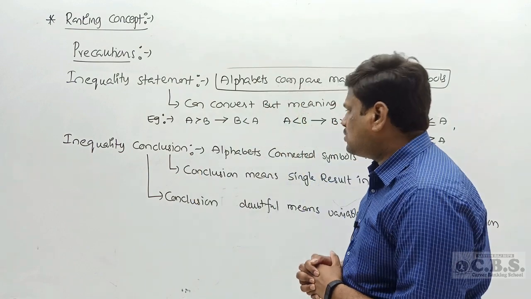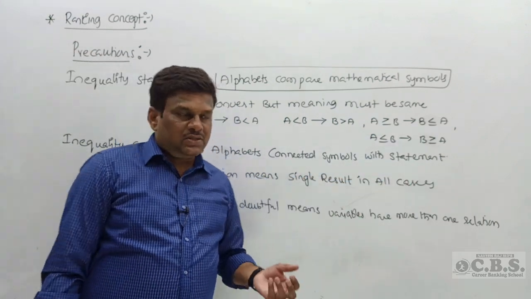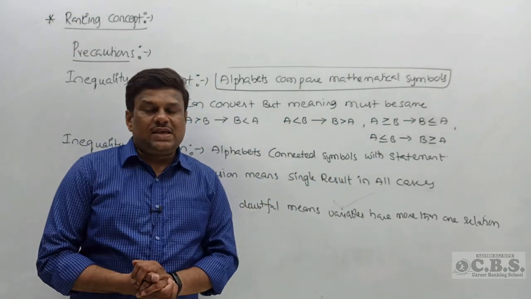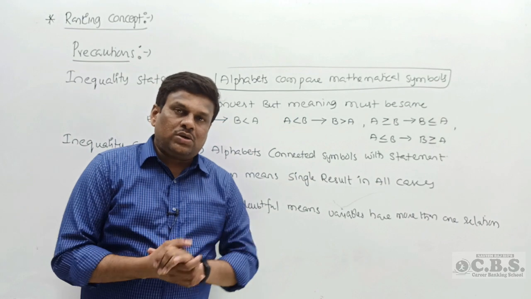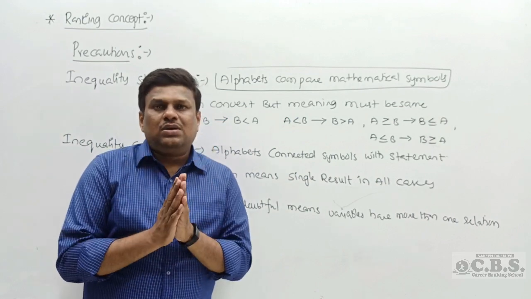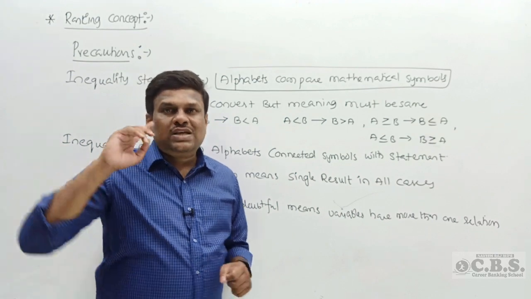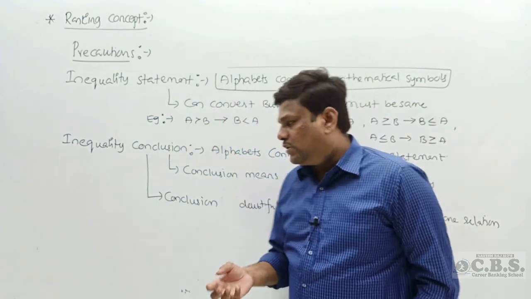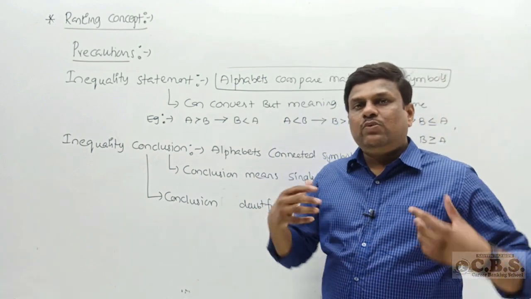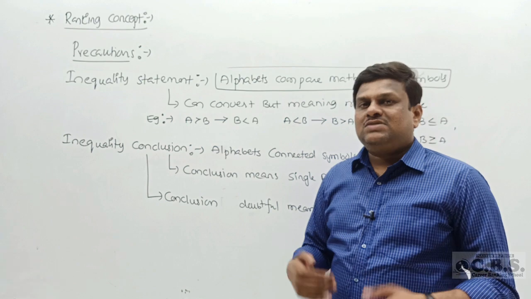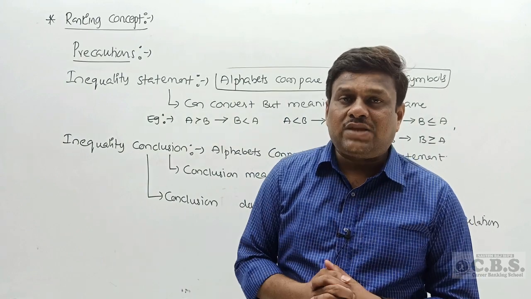An inequality conclusion is alphabets connected by symbols with the help of the statements. A conclusion means a single result in all cases, so it is definitely either true or false, but not both. Any variables, as per the statement comparison, definitely get a single relation. If we get more than one relation, then the relation is doubtful, like sometimes more than, sometimes less than, sometimes equal.